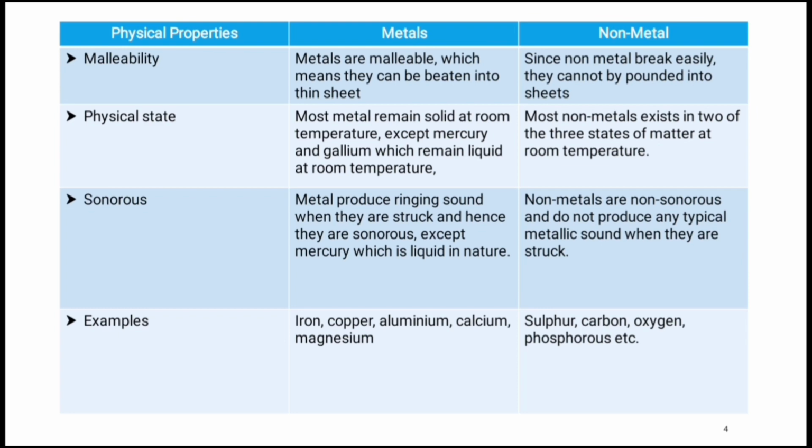Examples of metals are iron, copper, aluminium, calcium, magnesium, and non-metals are sulfur, carbon, oxygen and phosphorus. Now let us understand the properties of malleability, ductility, sonorous and conductivity in the form of images.